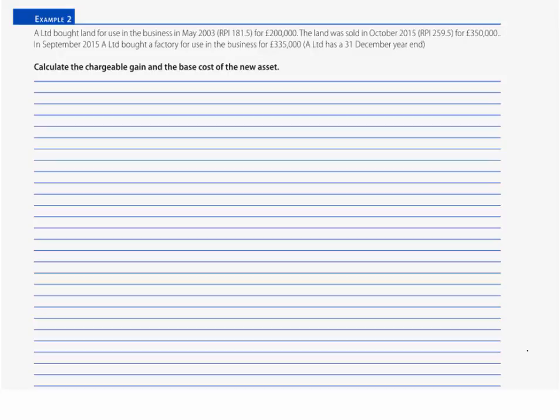So what are we told? Again, to compute the gain and the base cost then of the new asset. Again, going back to the original acquisition of some land for use within the business, May 03, obviously give us the RPI, and the cost 200,000. We then have the sale in October 2015. A Limited has a 31st of December year end, so yet again, the accounting year ended 31st of December 15 would be the period in which the disposal occurred and therefore the gain would arise. Again, they tell us the RPI for purposes of indexation, and then of course the sale proceeds.